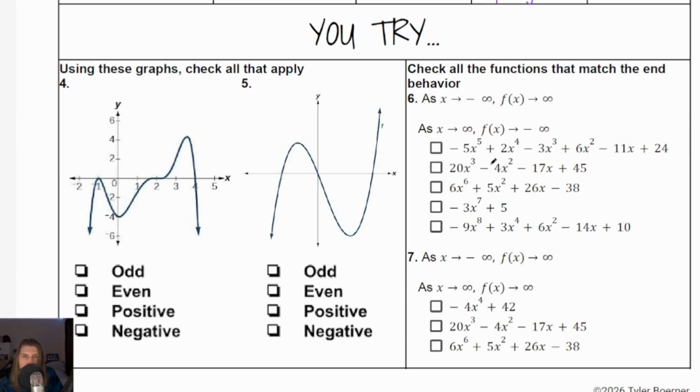And then for number 6 and number 7, we are going to do x approaches negative infinity, y approaches infinity, and as x approaches positive infinity, y, or f of x, approaches negative infinity. And number 7 is the same way. So as x goes to the left, y goes up. As x goes to the right, y goes up. So go ahead and check off everything that you think is true. I'm going to give a second for you to pause.